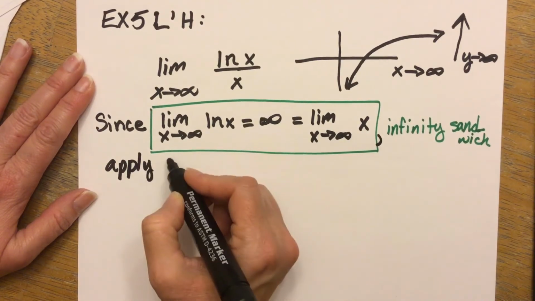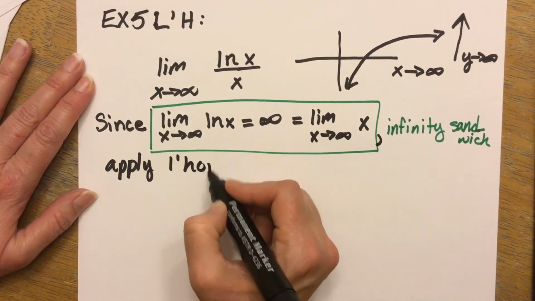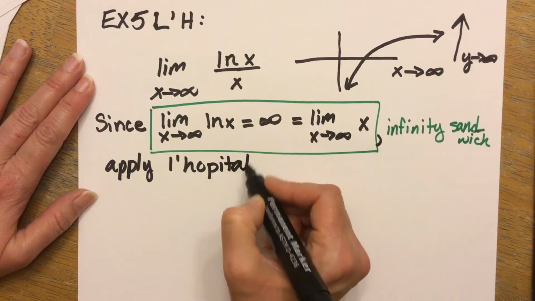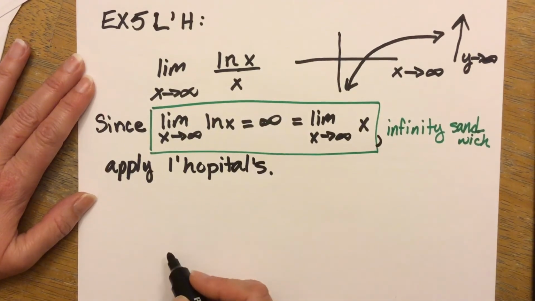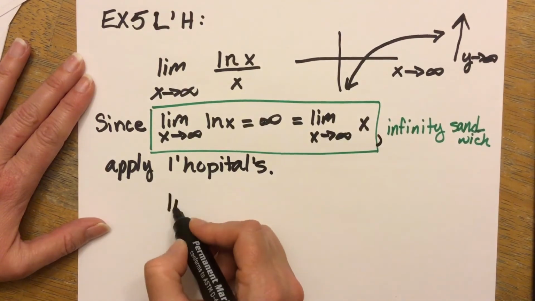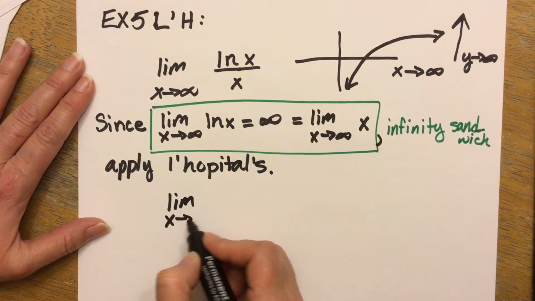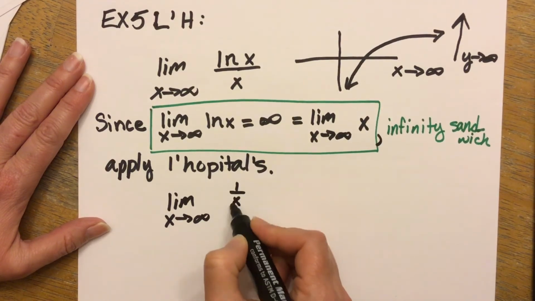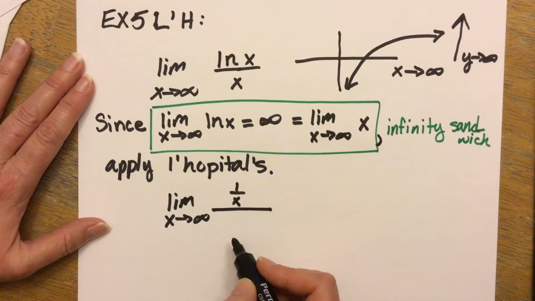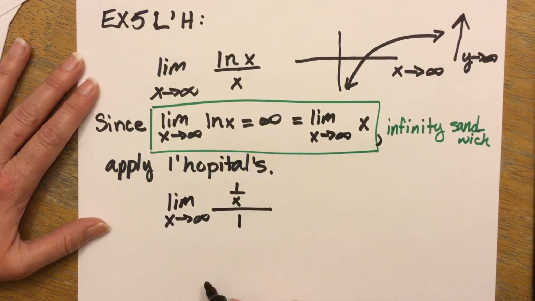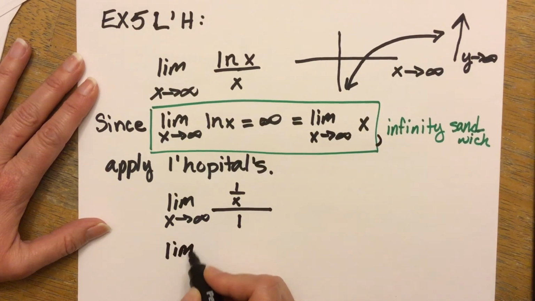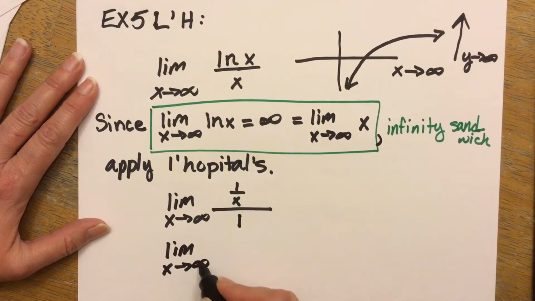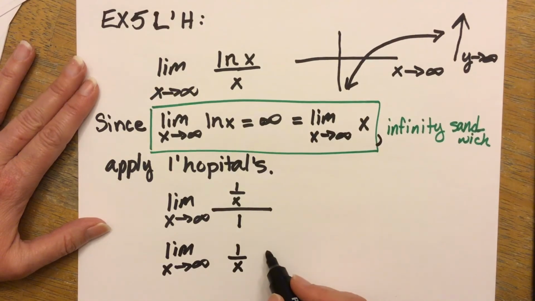What is the derivative of the natural log of x? So hopefully you've said it's 1 over x. So we have the limit as x approaches infinity of 1 over x, and then on the bottom, the derivative of the bottom, which is 1. So if we simplify a little bit, we get the limit of 1 over x as x is approaching infinity.